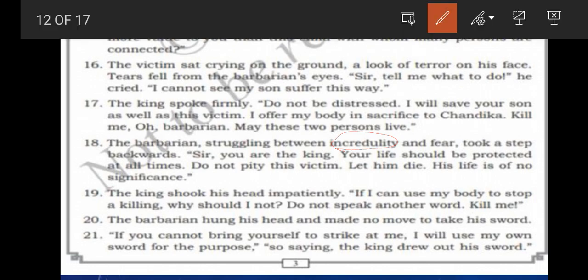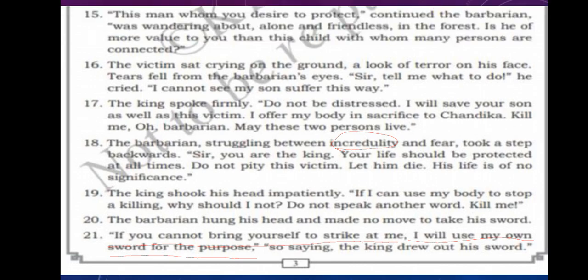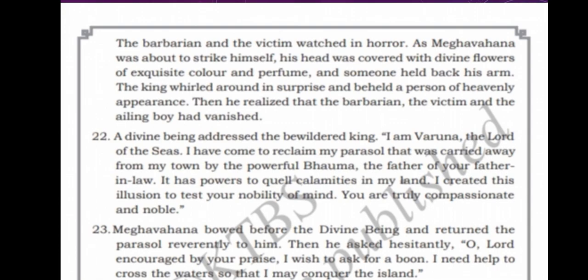So the king Meghavahana told, if you cannot bring yourself to strike at me, I will use my own sword for the purpose. The barbarian and the victim watched in horror as Meghavahana was about to strike himself. His head was covered with divine flowers of exquisite color and perfume. When Meghavahana was ready to strike, that means cut his head off, the flowers fell on his neck and someone held back his arm.